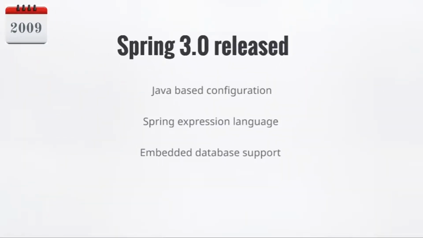The next major release of Spring came in 2009 when the version 3 was released. In this version, Java-based configuration was added. You might know it through the configuration annotation. Spring expression language was added, and also for the first time, Spring started supporting embedded databases.